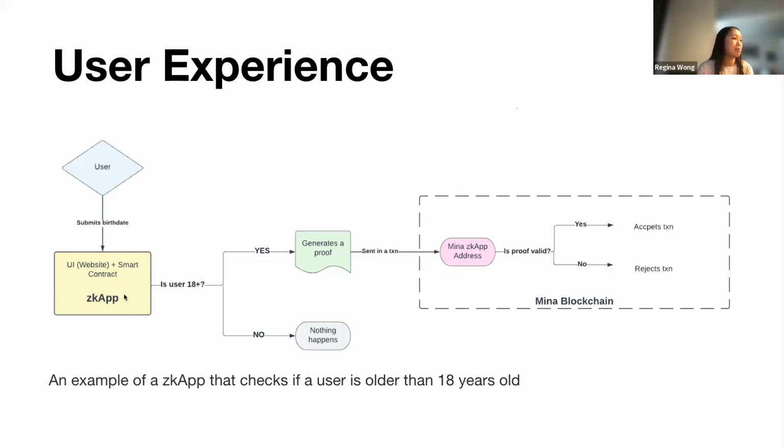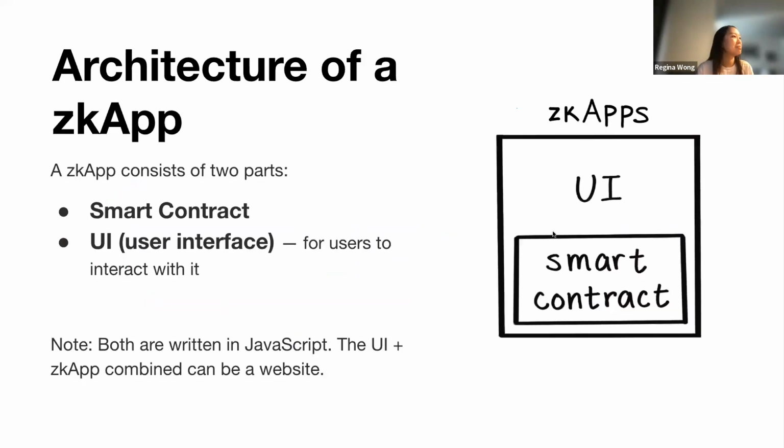Once I submit my birthday, the ZK app will check if I'm older than 18. If I'm not 18 or older, nothing happens. All good. If I am 18 or older, the ZK app will generate a proof and send the proof in a transaction to an address on Mina. And there, Mina will verify, is this proof valid? If it isn't, it rejects the transaction and nothing happens again. If it is valid, it accepts the transaction. And if there are any state changes, they'll go through. That's really the high-level overview of how a ZK app works.